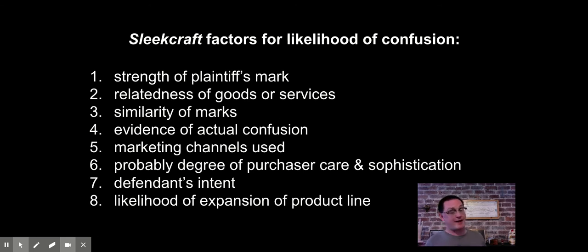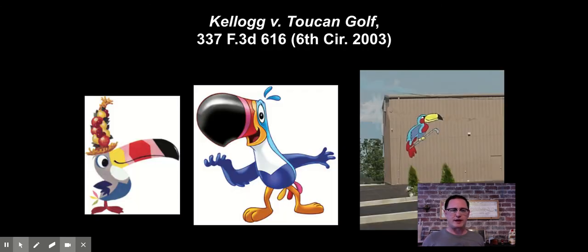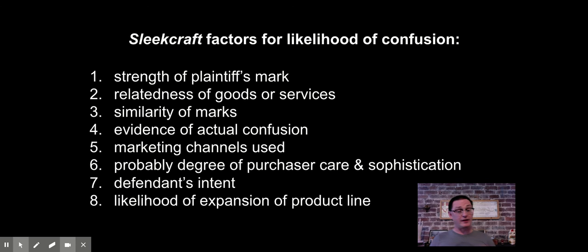And of course, here we have an advertisement that kind of pairs golf and Toucan Sam. But essentially they say, look, the cereal and golf are not related goods and services. So we don't see that as trending in favor of finding a risk of confusion. They're also dismissive of the similarity between the marks, right? Pointing out that at least according to the court, the Toucan Sam is more stylized and the Toucan Golf logo is less stylized. I'm not sure I find that terribly compelling, but the court seemed to think that was the case.